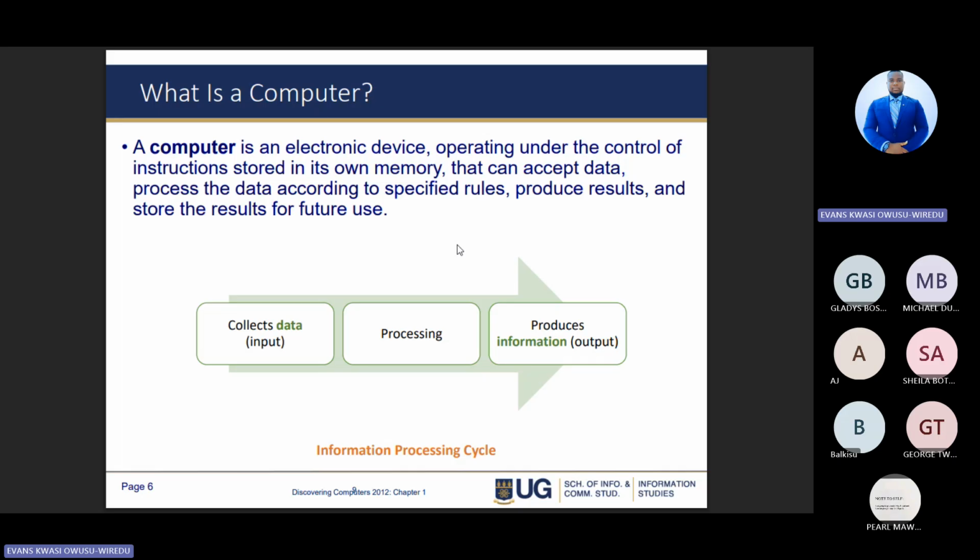So this is where you come and say that a computer is an electronic device. So we have to now identify what it is. Is it a wooden structure that accepts data? No. Is it an animal that accepts data? No. Is it a tree? No. It is an electronic device operating under the control of instructions in its own memory that can accept data, process the data according to specified rules.